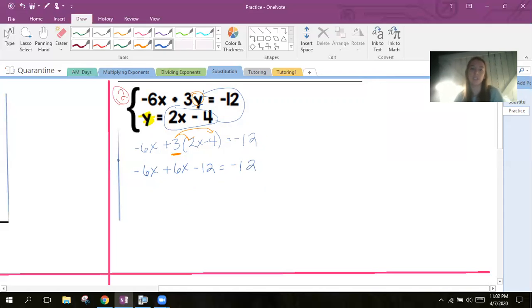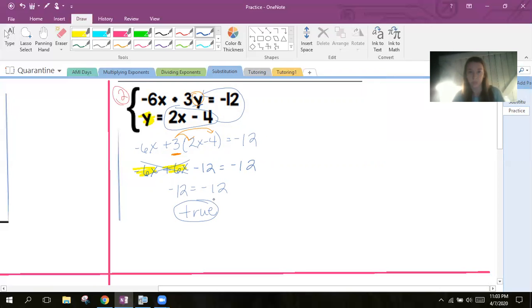So the first thing I noticed is that we can combine our like terms. So I have this x and I have this x. Well, if I have a negative 6x and a positive 6x, those are just going to cancel out. So then I'm left with negative 12 equals negative 12. Okay, is that a true statement? That is a true statement. So this one's going to be a little different, and you're going to see why.